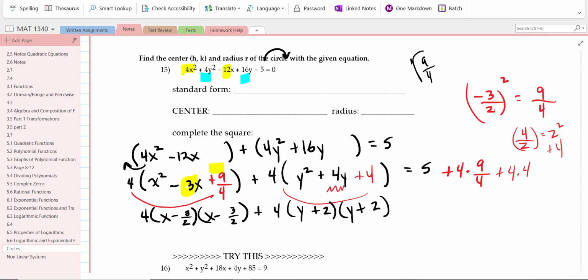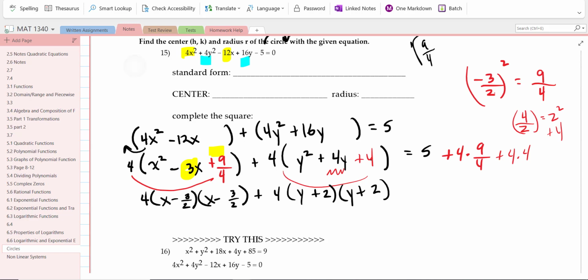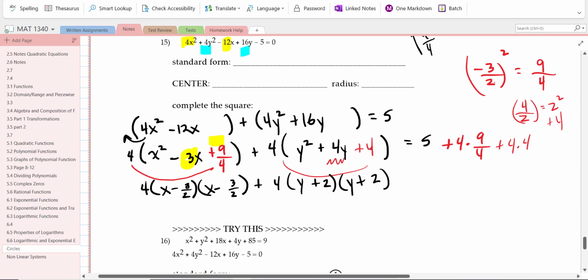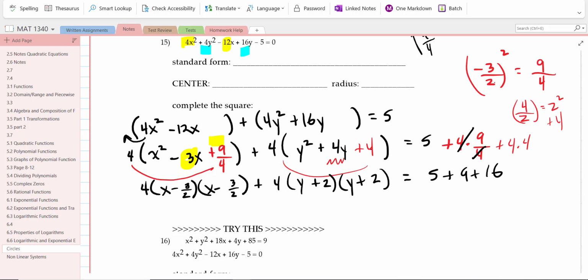Okay. Now what I'm going to do on this is I need to kind of work with this side. So on this right side, I'm going to have this. See, those 4's cross out. So you really have 5 plus 9 plus 16. So that part right there would just be equal to 30 is what that would be.